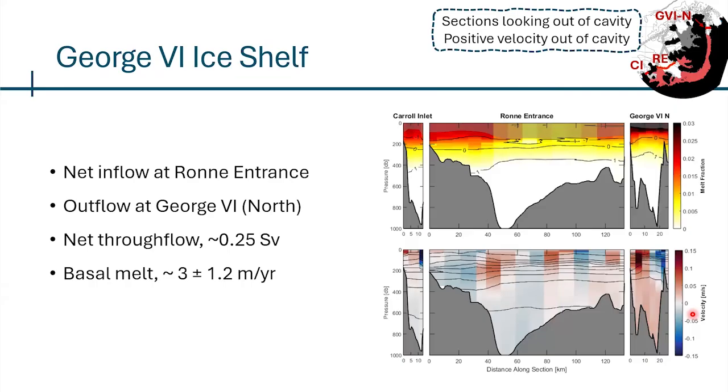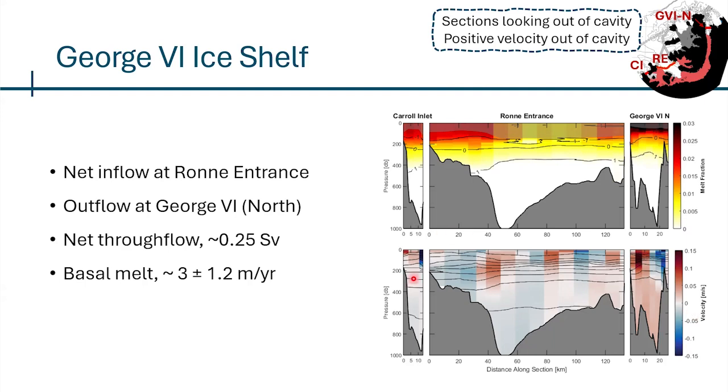So I've got a little map of the sections that I'm presenting here in the top right-hand side. These sections enclose Stange, Bach, and George VI ice shelf. On the top panel, I've got the meltwater fraction, and the lines drawn on are the isotherms. The bottom panel is velocity with isopycnals drawn on, and red positive velocities are flowing out of the cavity.